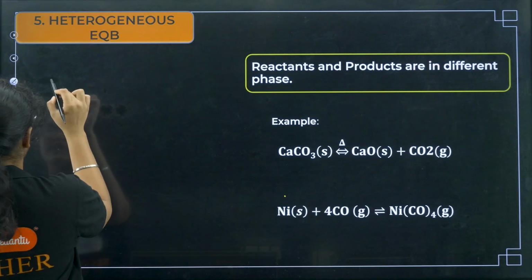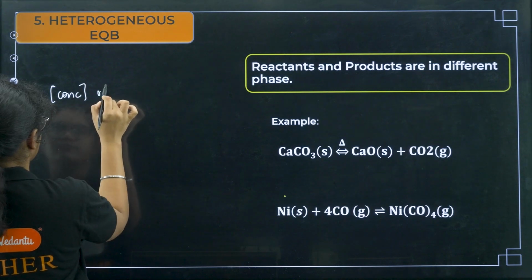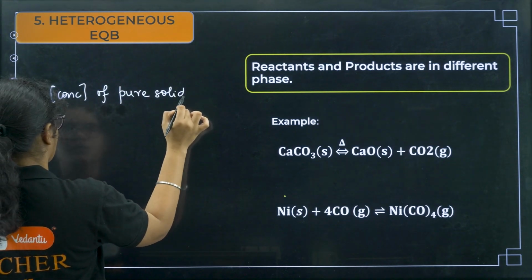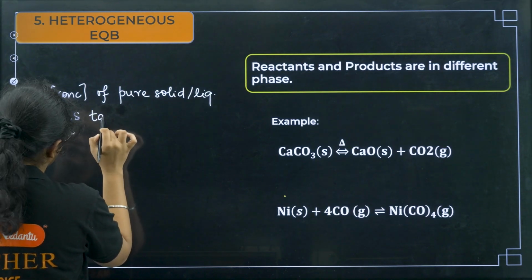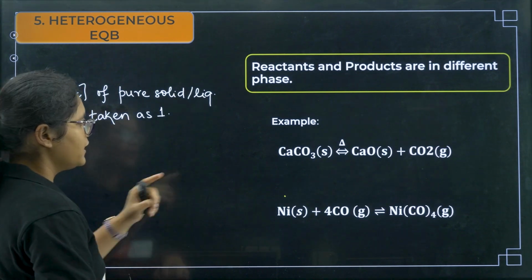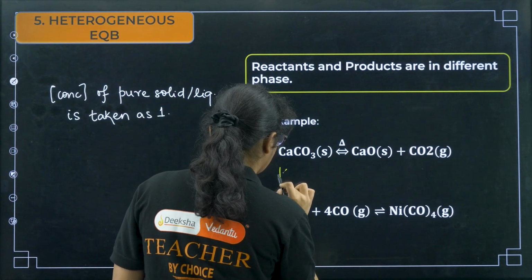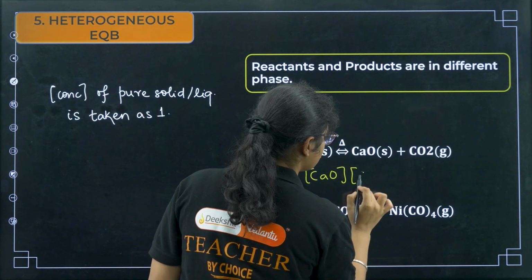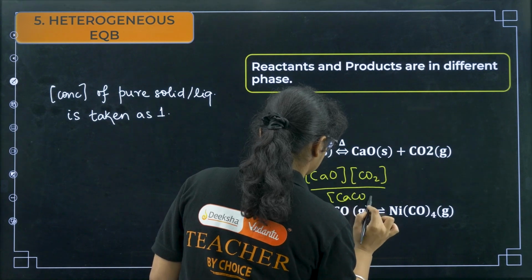Sorry, one second, I erased the whole thing. Once again I'll write: the concentration of a pure solid or liquid is taken as 1. Now if you see calcium carbonate, what I'll write here is K will be equal to calcium oxide concentration divided by carbon dioxide, multiplied with CaCO3, right?